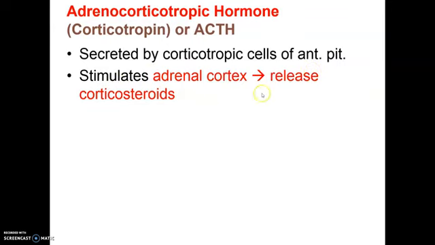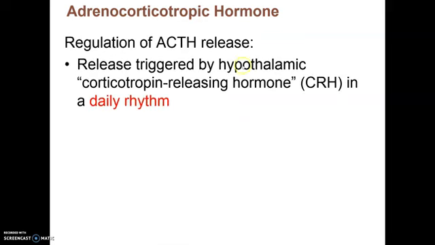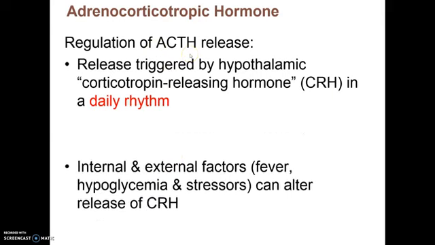Adrenocorticotropic hormone is released by the anterior pituitary, and it stimulates the adrenal cortex. The adrenal cortex releases corticosteroids. Regulation of adrenocorticotropic hormone is also by the hypothalamus, because the hypothalamus releases corticotropic releasing hormone in the anterior pituitary, and then the anterior pituitary releases ACTH.